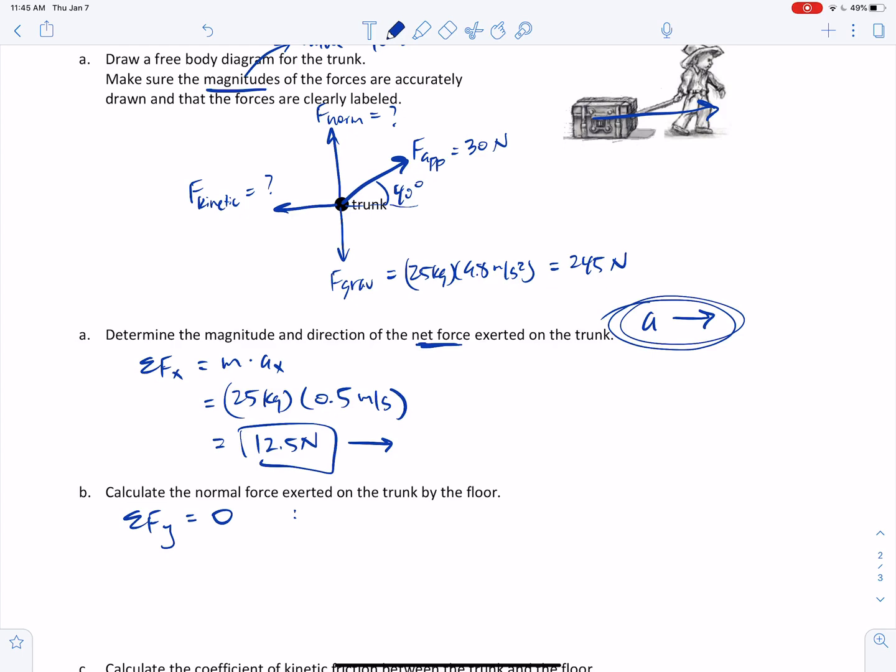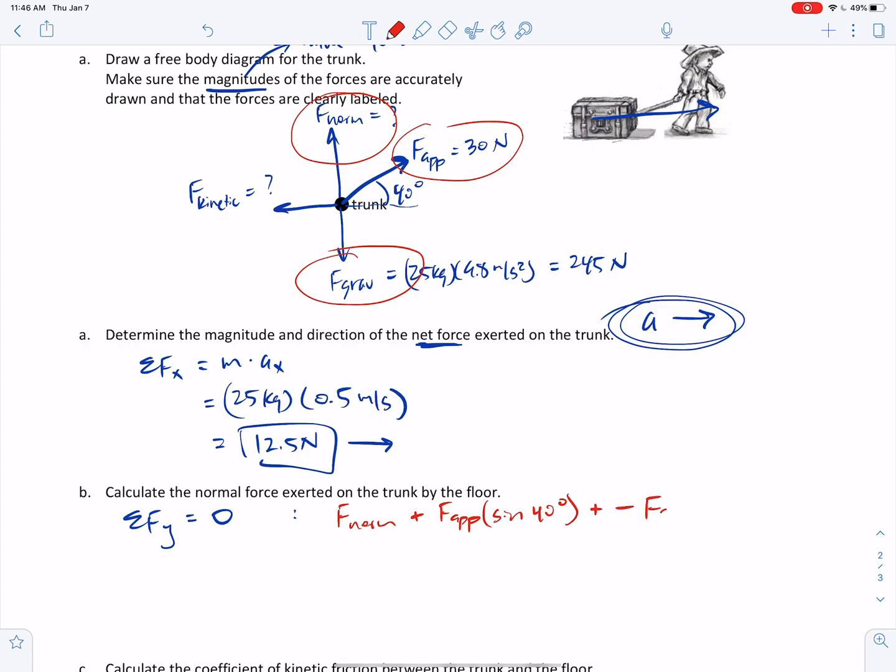There's going to be a few forces that have vertical components. The normal force has a vertical component. The applied force has a vertical component. Force of gravity has a vertical component. So I'm just going to pay attention to those 3. Summing the forces in the y means I've got the normal force upwards plus the vertical component of the applied force, so I'm going to take that times the sine of 40 degrees, and then I'm going to subtract the force of gravity. Setting those equal to 0.